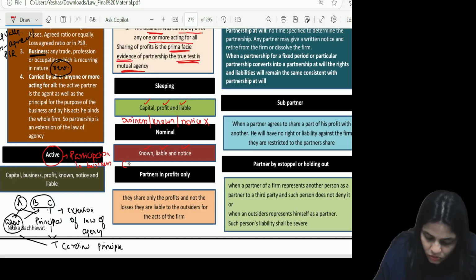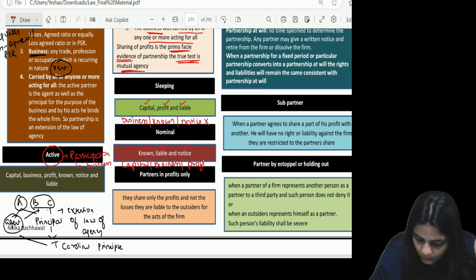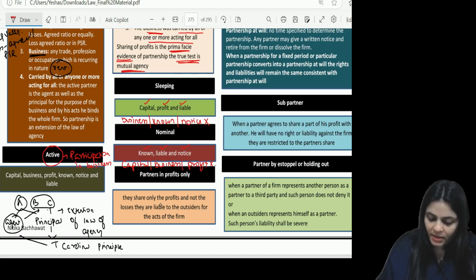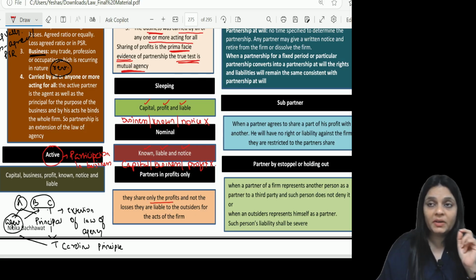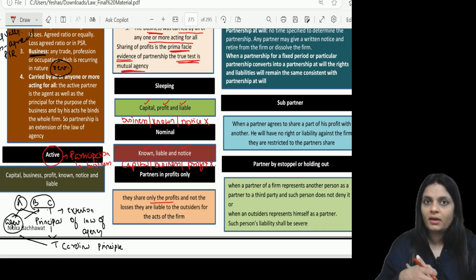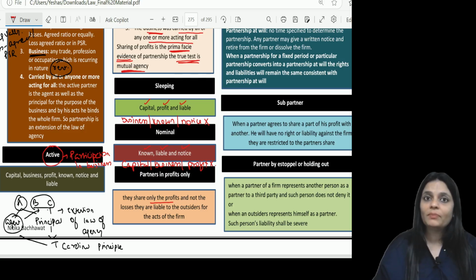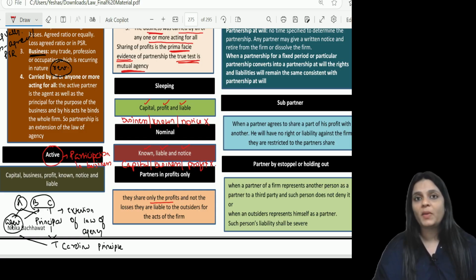But he does not bring in capital. He does not take part in the business of the firm. He does not share profits and losses mostly. Partners in profits only, they only share the profits, not the losses. But when it comes to the liability to third parties, they are liable to their share in profits. They are liable even to the third parties. So liability is something that happens for every partner, irrespective of whether you share the profits or not.